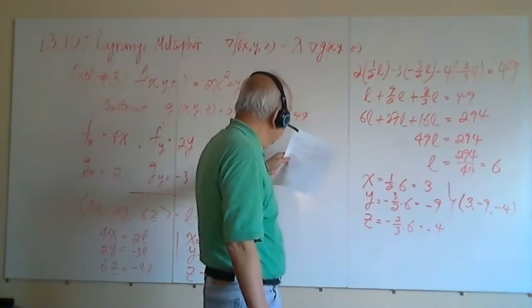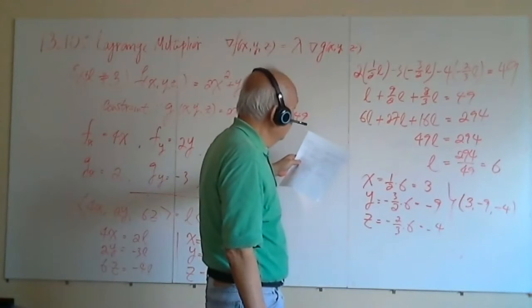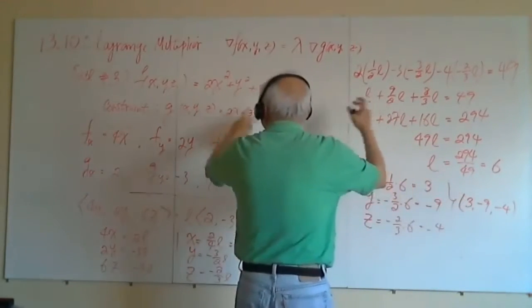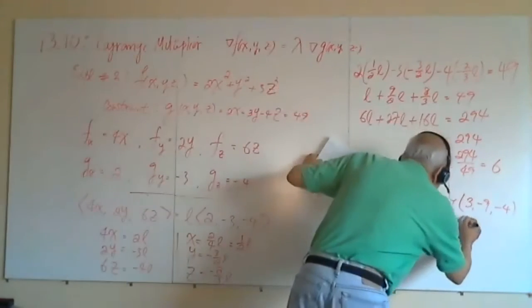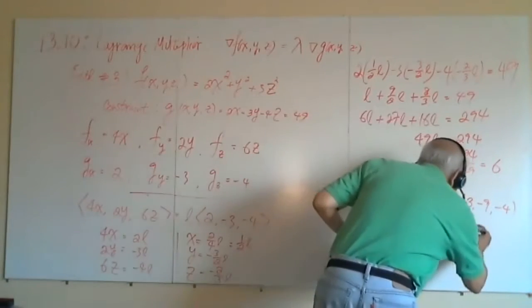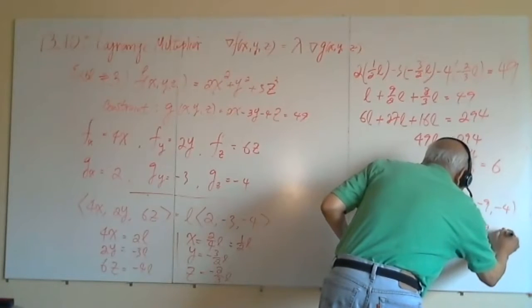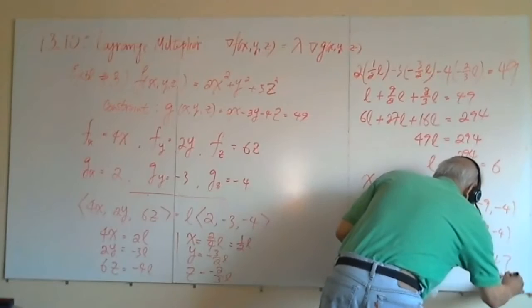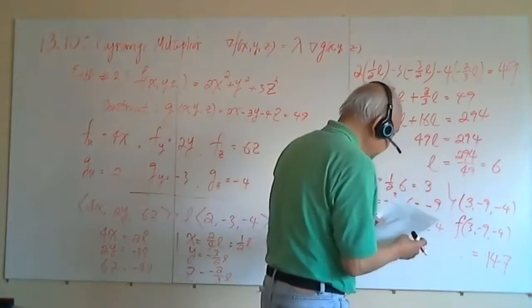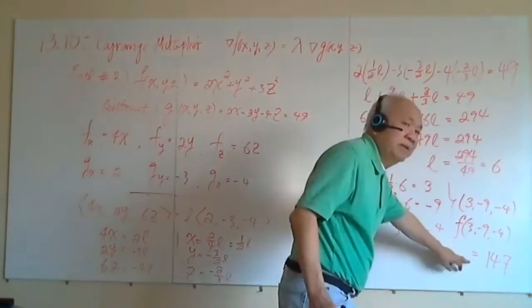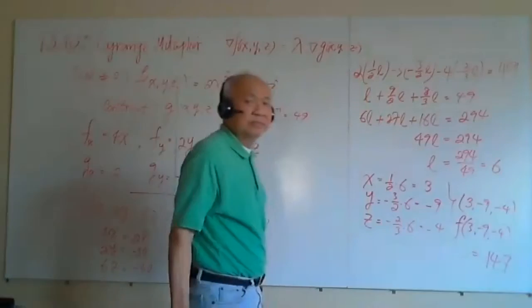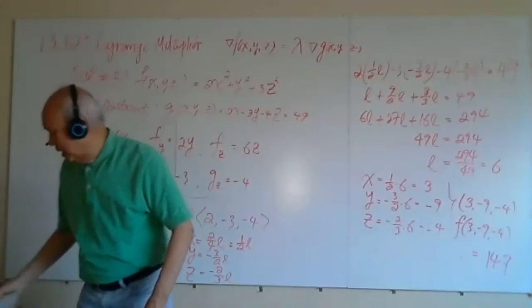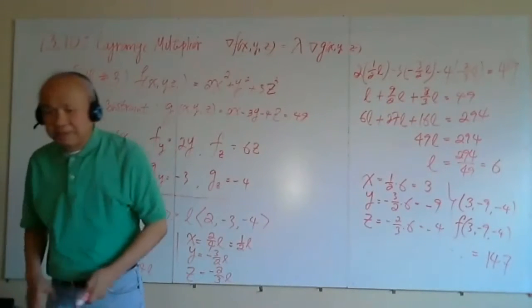Okay. So if you plug in all of this according to my note here, it's going to be equal to, well, f(3, -9, -4) is equal, according to my note, to 147. So what is this one? Well, this one is actually the extreme value. Okay, makes sense? Everybody okay? Is my voice good enough?